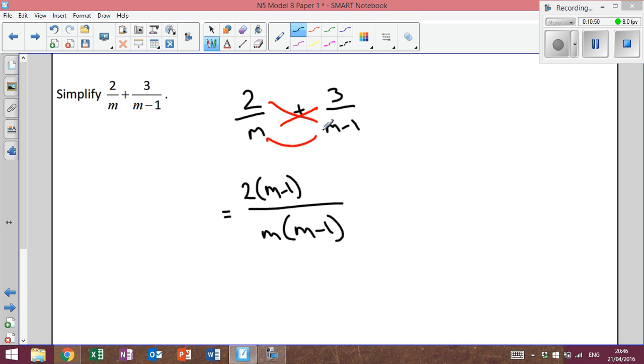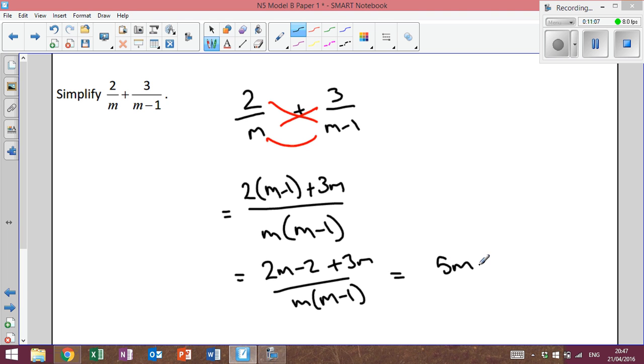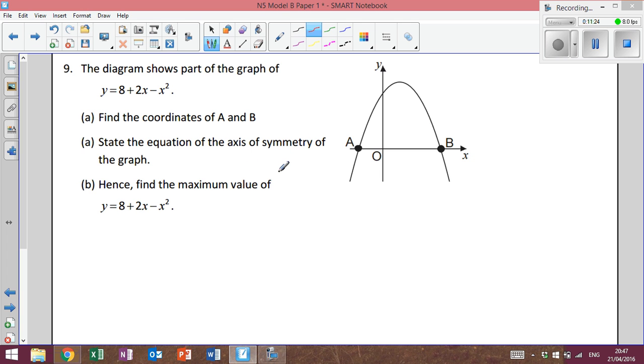You do your first bit of your cross, 2 times m minus 1, and then you add on 3 times m. And then on your top line, multiply out the bracket, so 2m minus 2 plus 3m. And then that makes 5m minus 2 over m bracket m minus 1. Okay, 3 marks here. Firstly for the denominator, secondly for a correct top line, and then third for the simplification on the top line there.